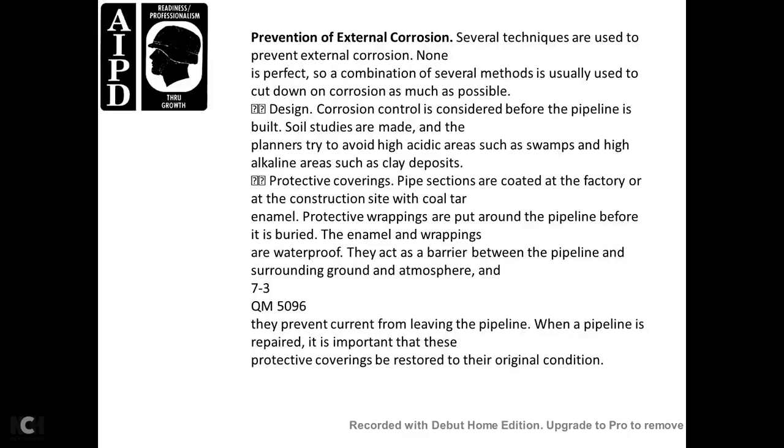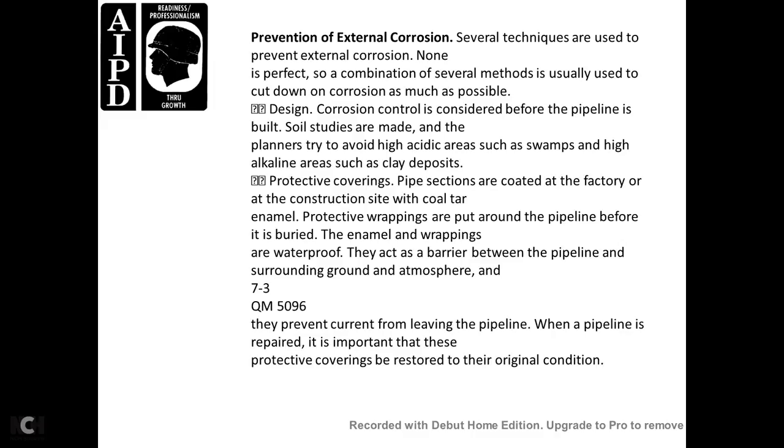Preventing external corrosion: there are several techniques to prevent external corrosion. None is perfect, so a combination of several methods is used to cut down corrosion as much as possible. Corrosion control is considered in the design before the pipeline is built. Soil studies are made so planners can avoid highly acidic areas, swamps, and highly alkaline clay deposits.